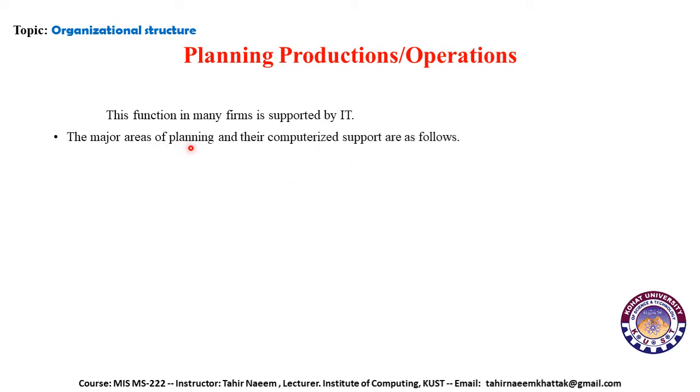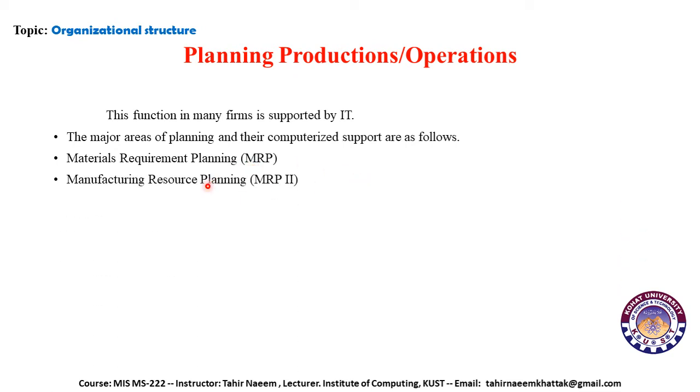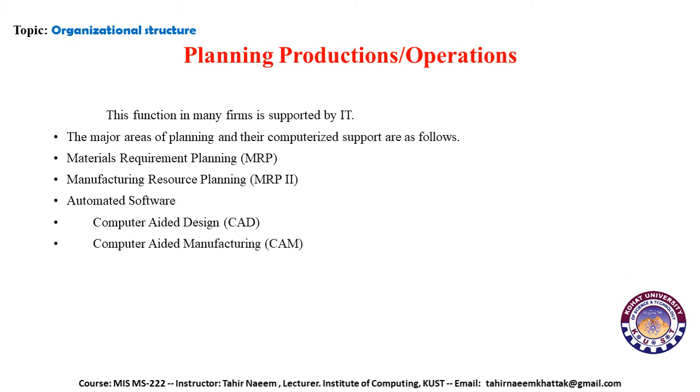The major areas of planning and their computerized support are as follows: material requirement planning or MRP, manufacturing resource planning or MRP2, and automated software. In automated software there are computer aided design, computer aided manufacturing and computer integrated manufacturing. We will look into these topics one by one.